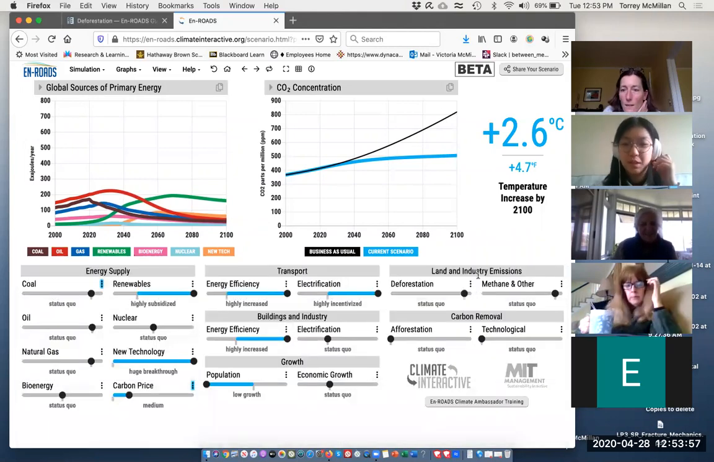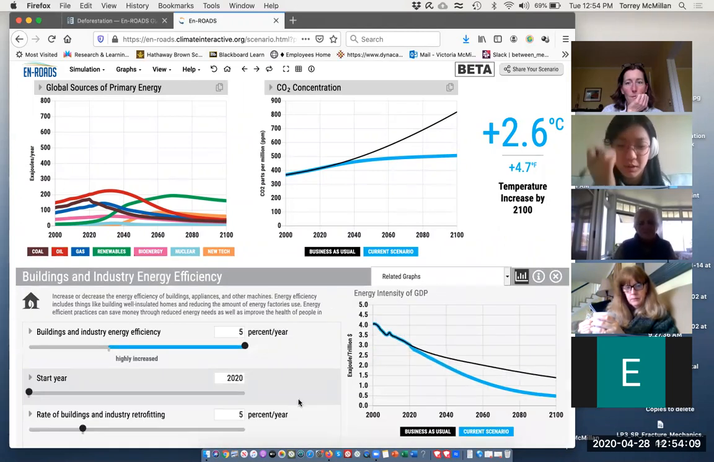Wait, maybe it's because it's not about how fast you do it, since they're just looking at the increased temperature by 2100. So true. But you should see it on the graph here, right? You should see a little bit of impact from that.